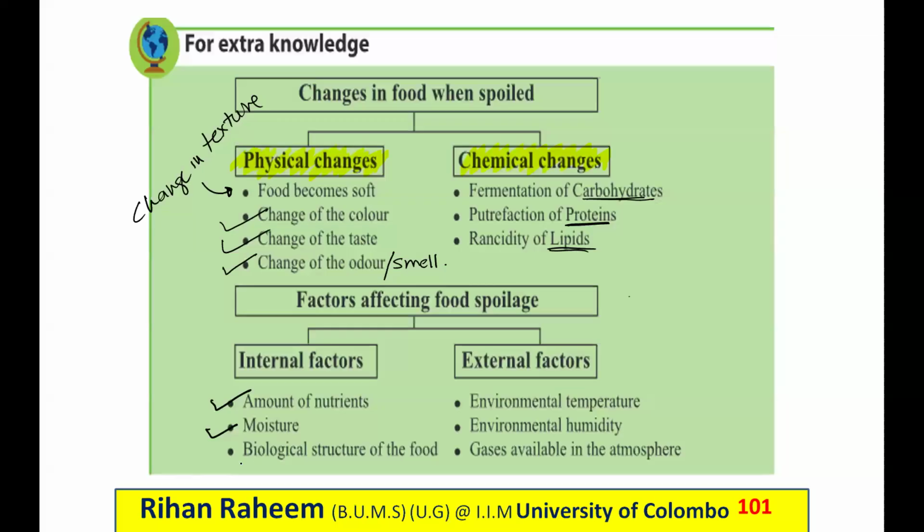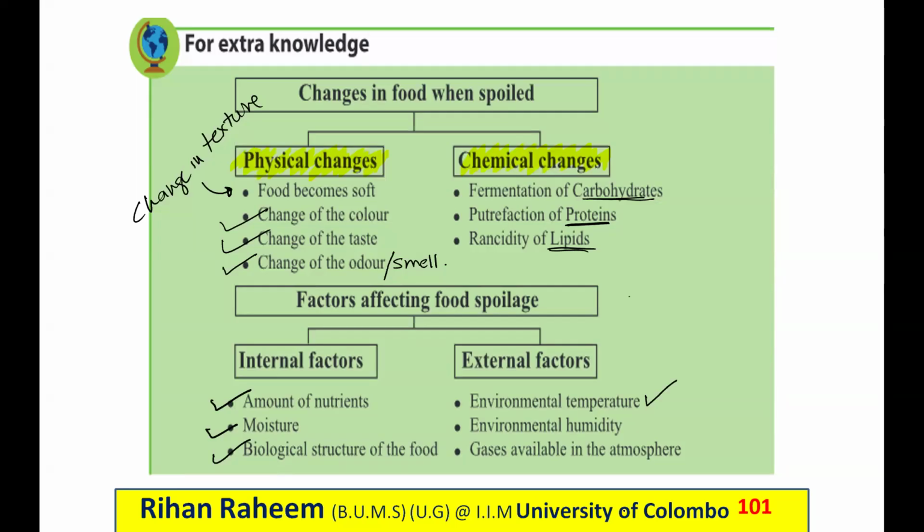Next one, the biological structure of the food. Some foods are carbohydrate type. Some are more protein type. Some foods are liquid type, like milk, beverages, drinks. Some are solid. Some are a mixture of both. For example, a pudding is semi-solid. So all this biological structure of the food helps in either increasing or decreasing the spoilage. Then the external factors.